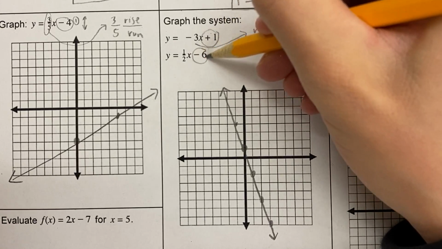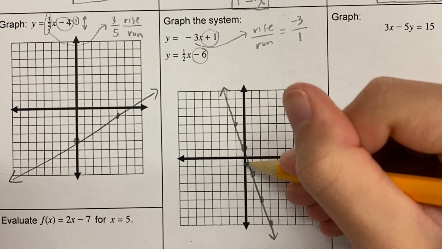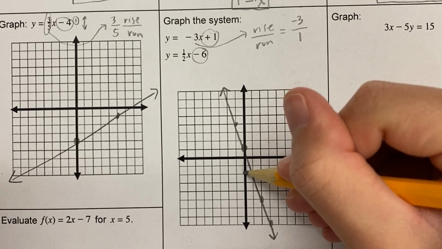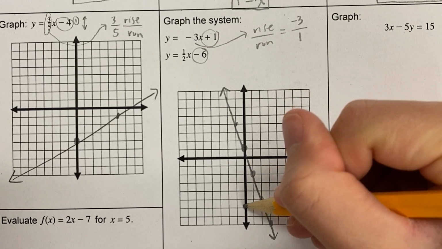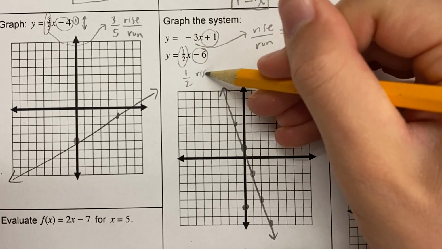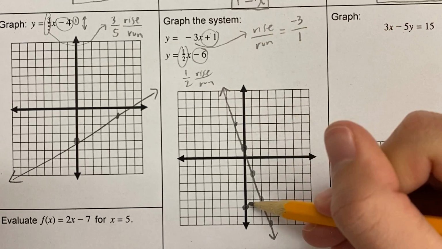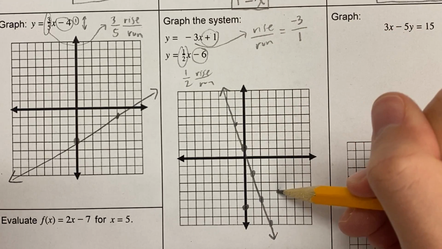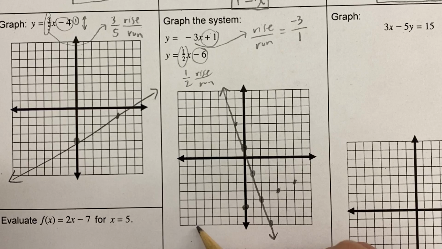Okay, now here I'm going to start at -6. 1, 2, 3, 1, 2, 3, 4, 5, 6. And my rise over run is 1 over 2. So I'm going to rise 1 and run 2. Up 1 over 2, 1 over 2, like this.